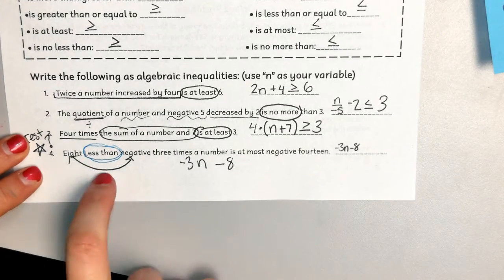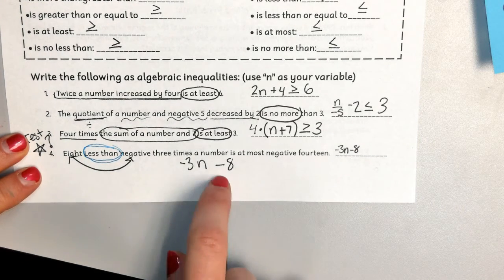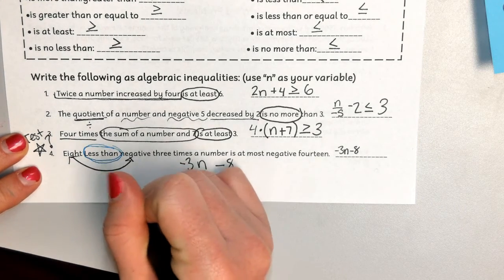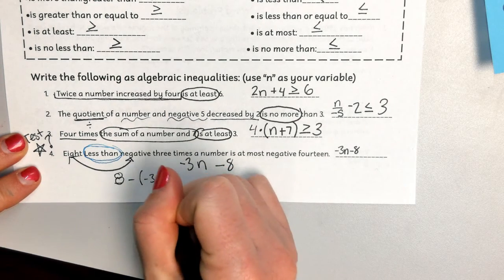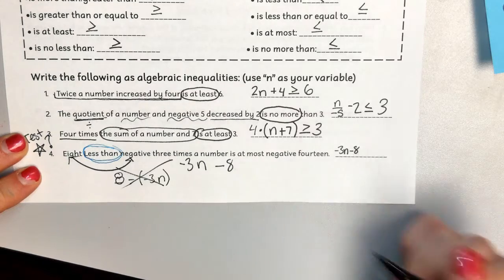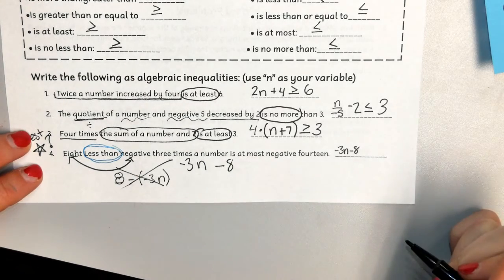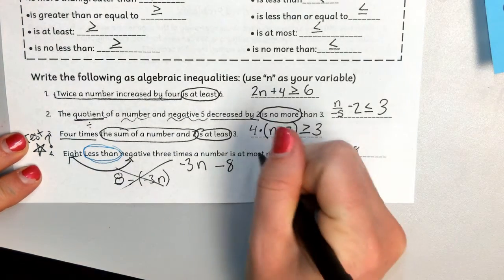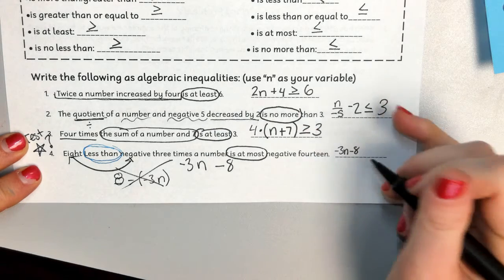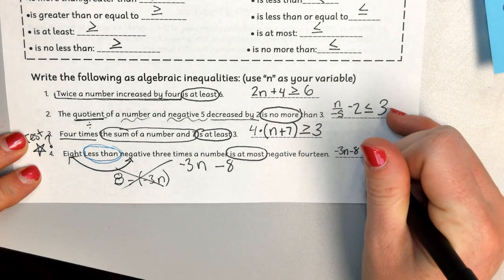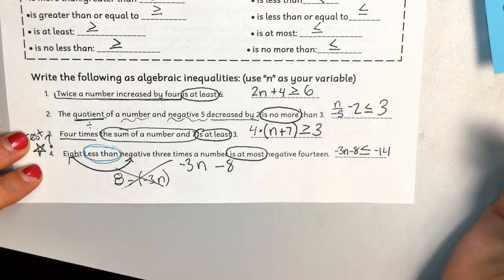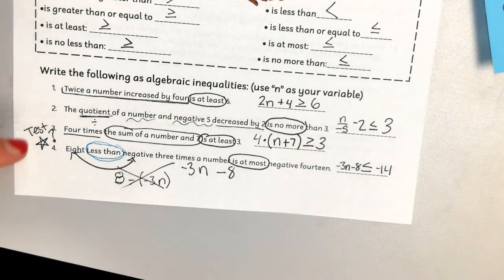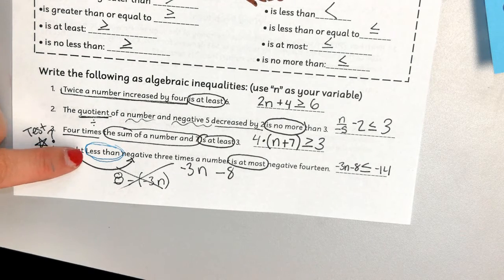This less than word is very important. You subtract at the end. It is not 8 minus negative 3n. That's bad. Subtract at the end. Alright, and then is at most, what does that word mean? Good, negative 14. So make sure you understand what this word less than means when you're translating.